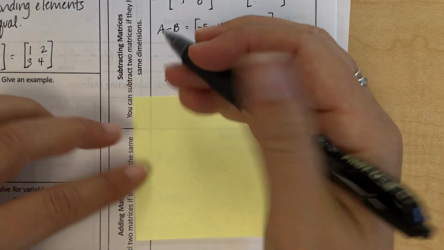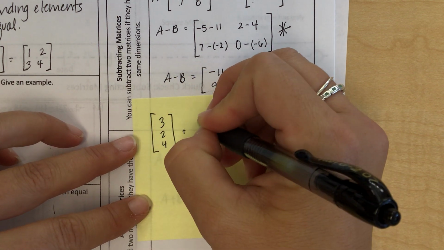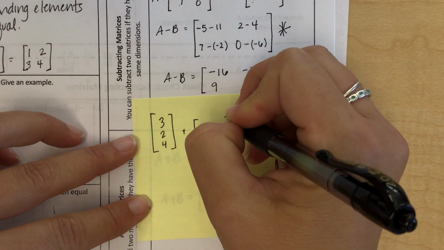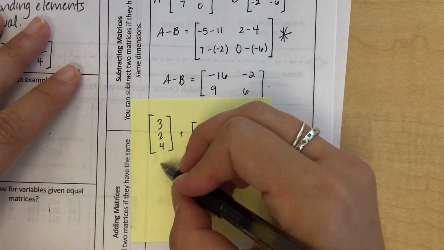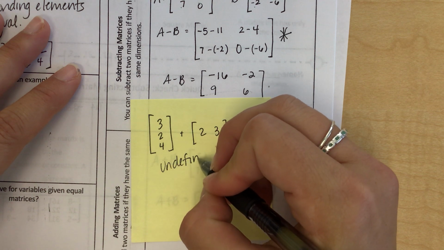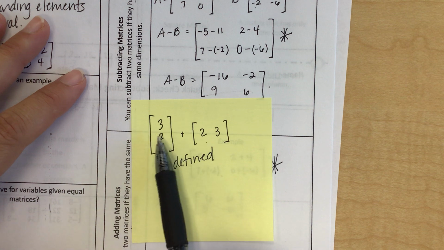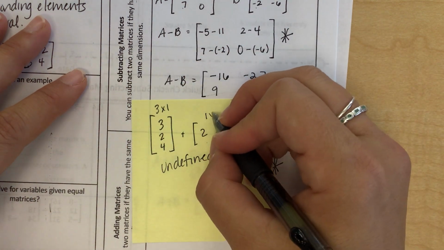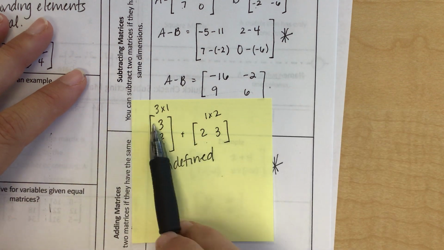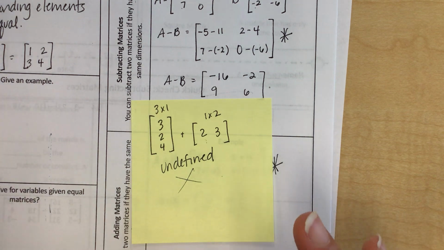So for example, if I have something like this, this is not possible. This is what we call undefined. These are not the same size. This is 3 rows, 1 column, so this is a 3 by 1, and this is a 1 by 2. These are not the same size matrices, therefore we can't add them together or subtract them or anything like that.